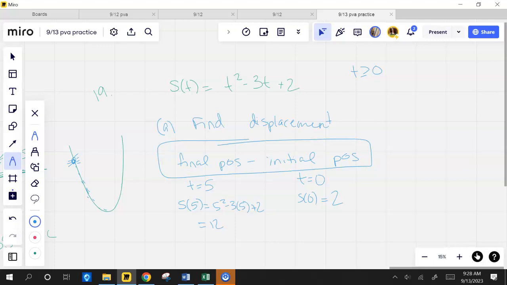So what is the displacement here? What's the change in position? 10. I don't have any units here, do I? Yes, I do. Meters. 10 meters. Make sure you are getting in the habit now of writing your units because you will lose your answer point if you don't put the correct units.